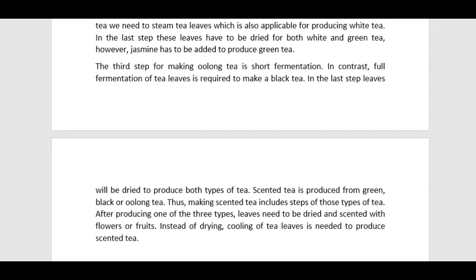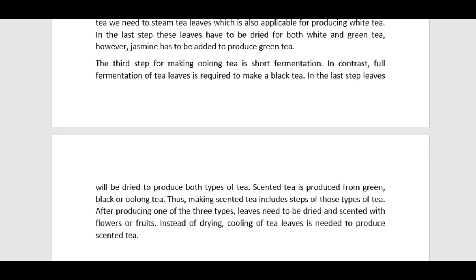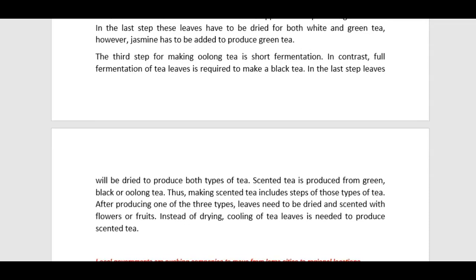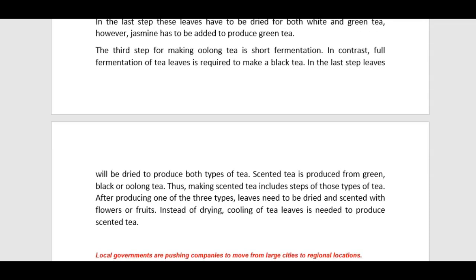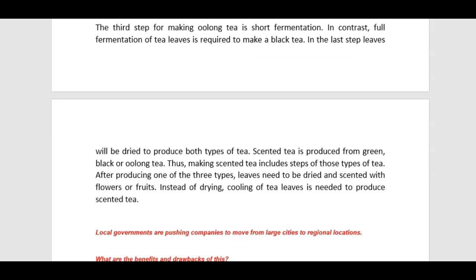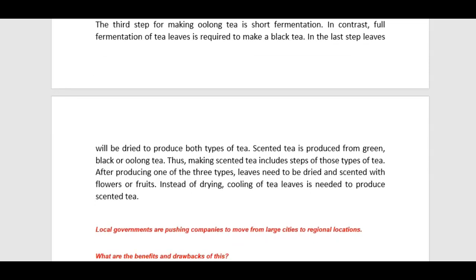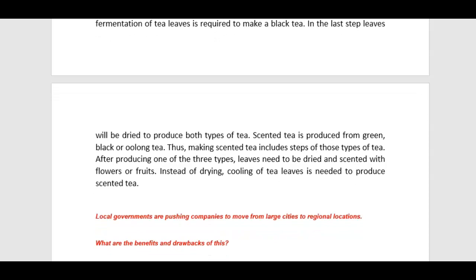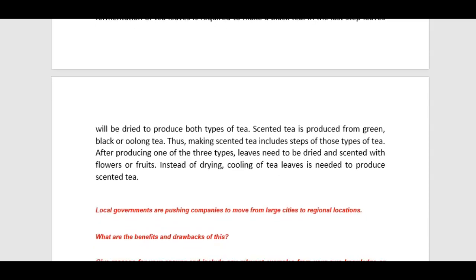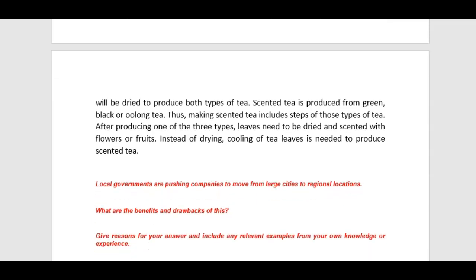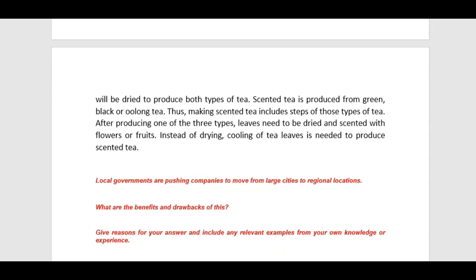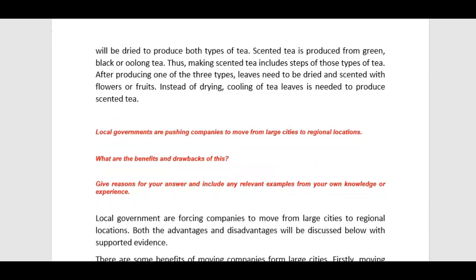The third step for making oolong is short fermentation. In contrast, full fermentation of tea leaves is required to make a black tea. In the last step, leaves will be dried to produce both types of tea. Scented tea is produced from green, black, or oolong tea. Thus, making scented tea includes steps of those types of tea. After producing one of the 3 types, leaves need to be dried and scented with flowers or fruits. Instead of drying, cooling of tea leaves is needed to produce scented tea.